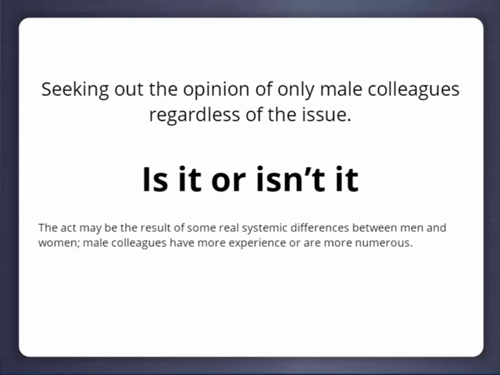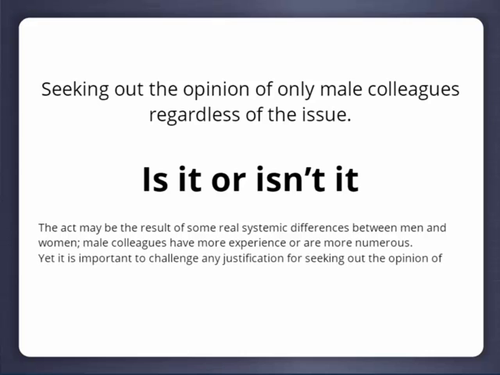The act may be the result of some real systemic differences between men and women. Perhaps male colleagues have more experience or are more numerous. Yet, it is important to challenge any justification for seeking out the opinion of only one gender. The above scenario is a subtle but real expression of sexism.